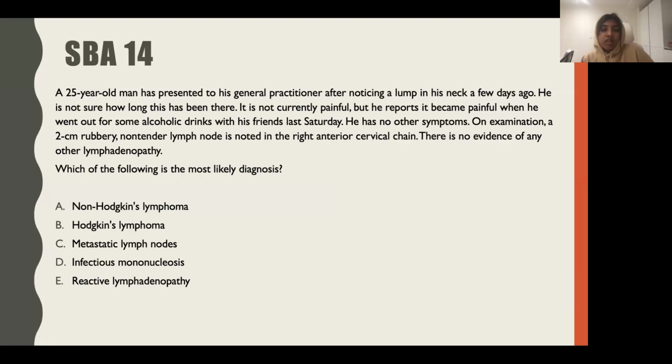Okay, a 25-year-old man has presented to his GP after noticing a lump in his neck a few days ago. He's not sure how long it's been there. It is not currently painful, but he reports it became painful when he went out for some alcoholic drinks with his friends last Saturday. He has no other symptoms. On examination, a 2 centimeter rubbery, non-tender lymph node is noted in the right anterior cervical chain. There is no evidence of any other lymphadenopathy. Which of the following is the most likely diagnosis?